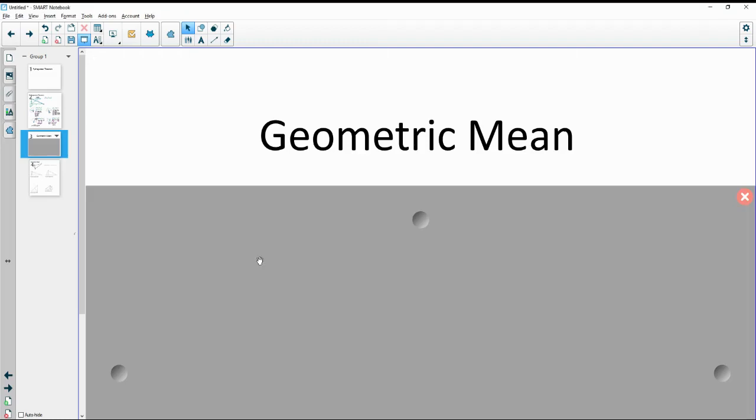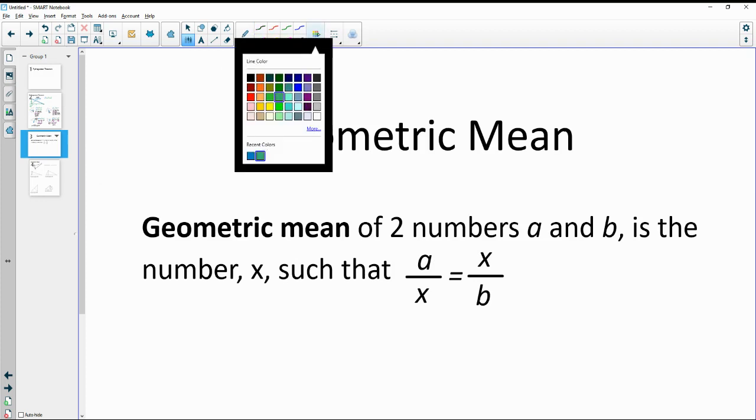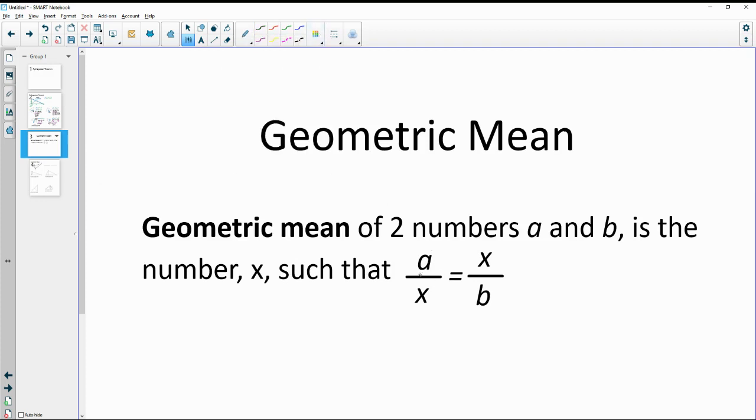In this video, we're going to look at geometric mean, what the definition of geometric mean is, and how to use it in some triangles. So the actual definition of what a geometric mean is: the geometric mean of two numbers, a and b, is the number x such that a over x equals x over b. So if you're given any two numbers, you take the first number divided by x equals x divided by the second number, and then you can solve this.